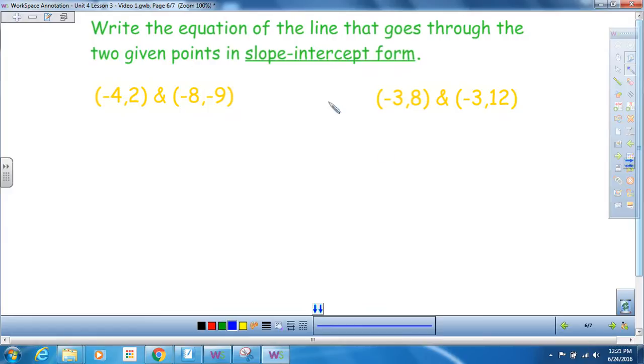Okay, so now we're going to be given 2 points, and we want to write it in slope-intercept form. So slope-intercept form is y equals mx plus b. Well, first of all, if you're given 2 points, you can find the slope. So I'm going to start there.